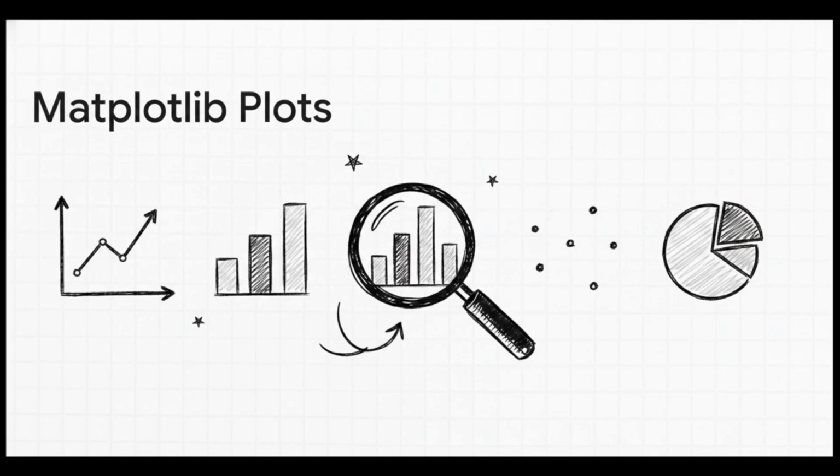We're talking line plots, bar graphs, histograms, scatter plots, area plots, pie charts, the whole shebang. Selecting the right visual tool is just as important as writing the code itself. You wouldn't use a pie chart to show a trend over time, right? You'd use a line plot.